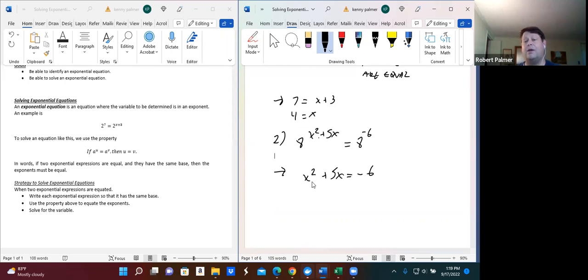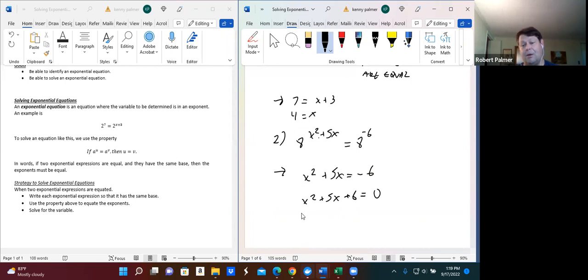Now recognize this is a quadratic equation because our highest power is x squared. And so the best way to approach solving those, in most cases, is to set one side equal to 0. So I'm going to make the right side 0. I'll add 6 to both sides, and that gives me x squared plus 5x plus 6 is equal to 0.